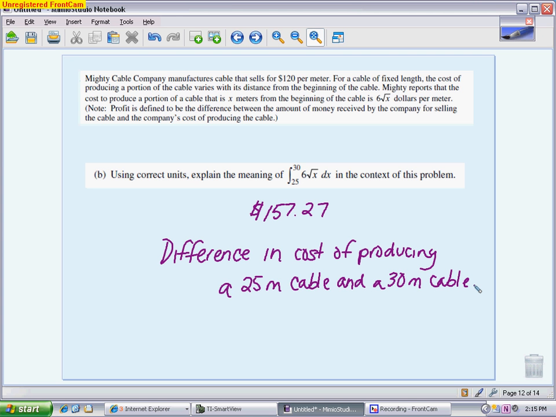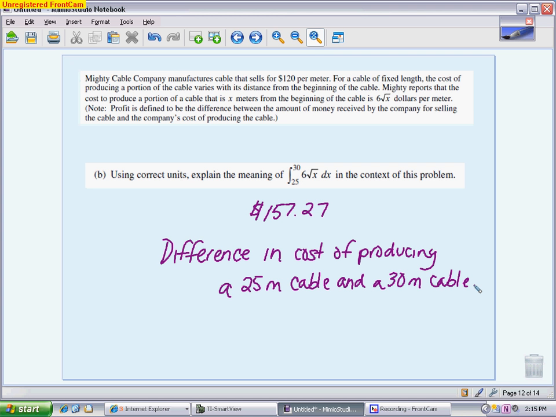When I did this one before I looked at the rubric, I said that that's how much the cost would increase if you're producing a 30-meter cable as opposed to a 25-meter cable. And again, you don't have to have the number amount because they actually didn't want the answer. They just wanted you to explain what's happening. So using correct units, dollars is the correct unit. It's the dollars that you would cost more to make a 30-meter cable than a 25-meter cable.